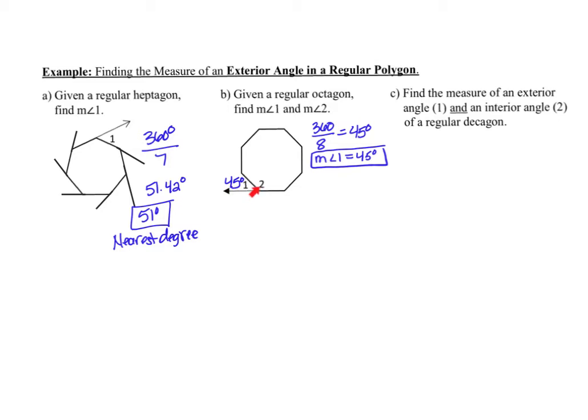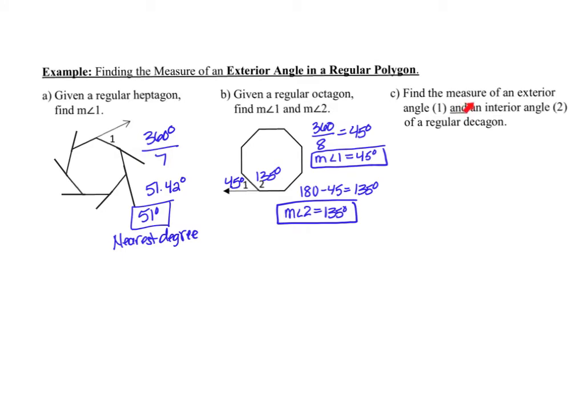There's a couple ways we can find the measurement of angle 2. We can use the polygon angle sum theorem, but that might take us a couple more steps than we need. Notice that these angles have an acute and an obtuse angle on a line. These angles are supplementary. So to get the measurement of angle 2, all I have to do is do 180 minus 45, and that's going to give me 135 degrees for measurement of angle 2.